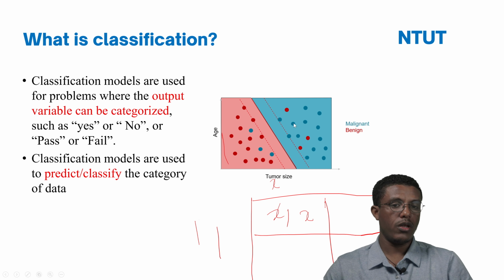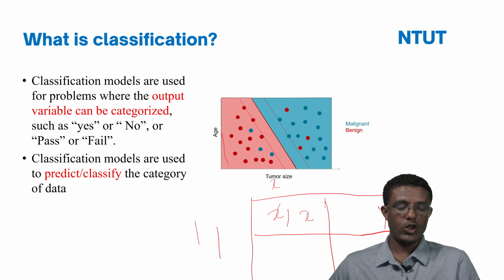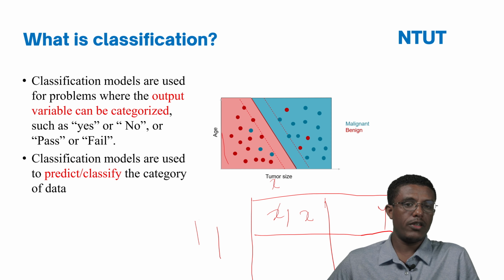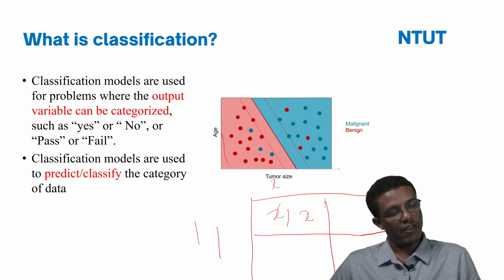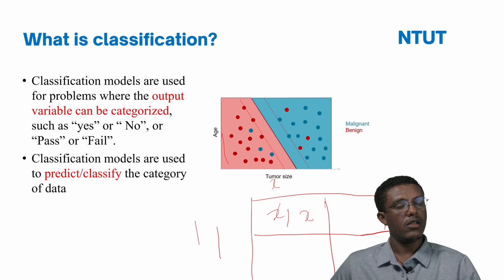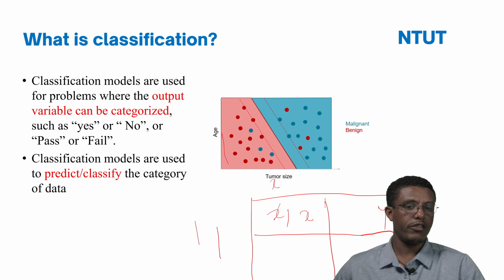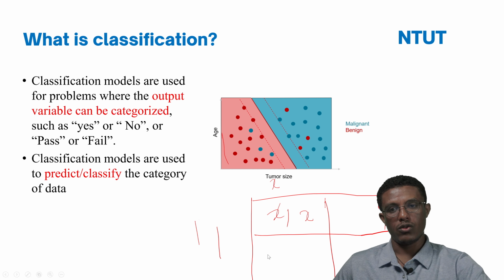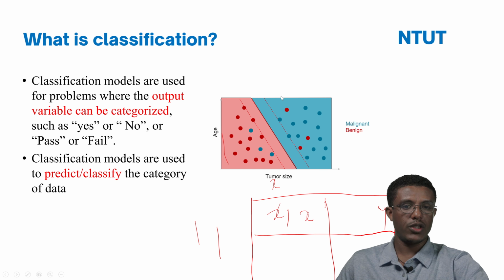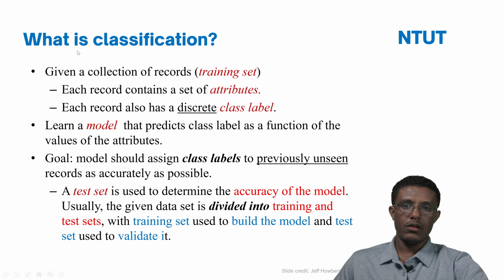That is what we check when we measure performance. If the performance measure shows, for example, 95%, that means 5% of the data has been wrongly classified. So classification is used to predict or classify the categorical values of the data. In general, in classification, given a collection of records, which is a training set, each record contains a set of attributes.